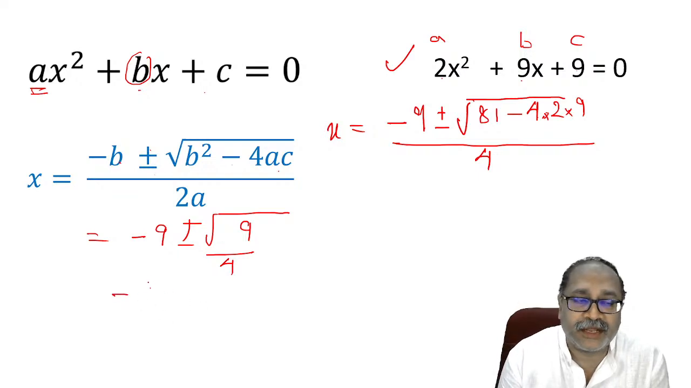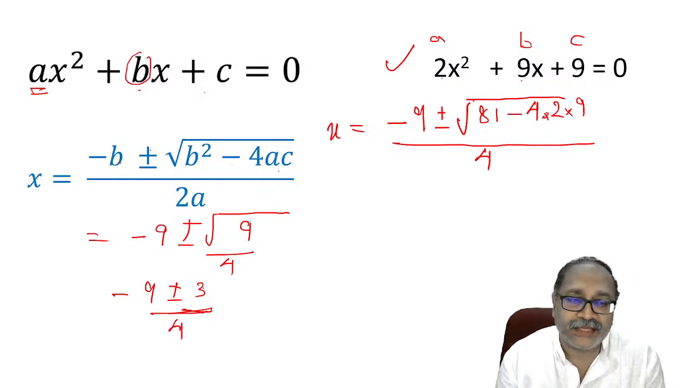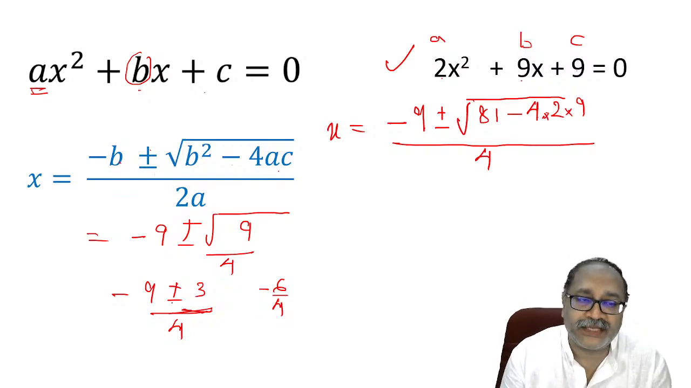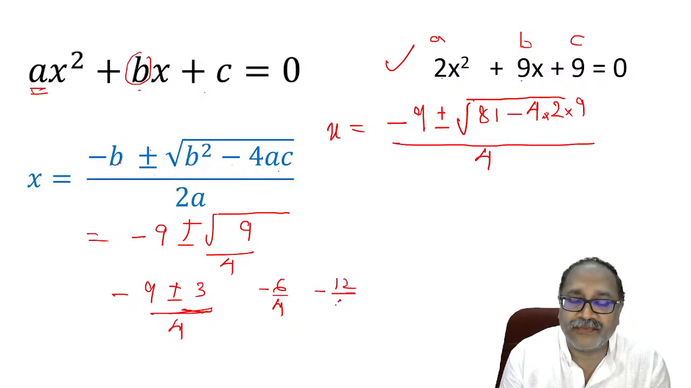So minus 9 plus or minus 3, divided by 4. That's what it comes to. Now in case of minus 9 plus 3, what happens? It's minus 6. So one value of x is minus 6 by 4, and the second value of x is minus 9 minus 3, that is minus 12, and minus 12 by 4. So now what happens? It's minus here. So both the values of x are negative. So here minus 1.5, and here it is minus 3.